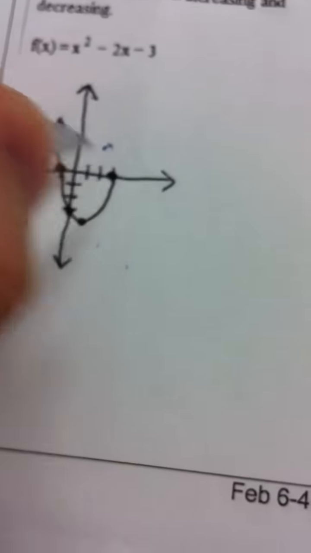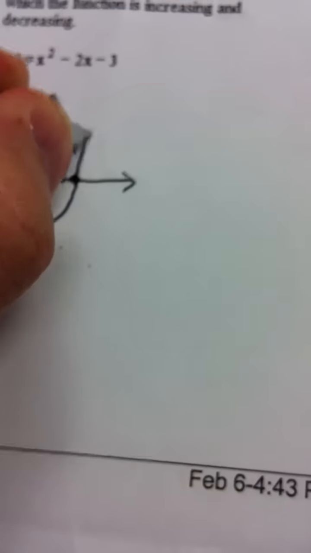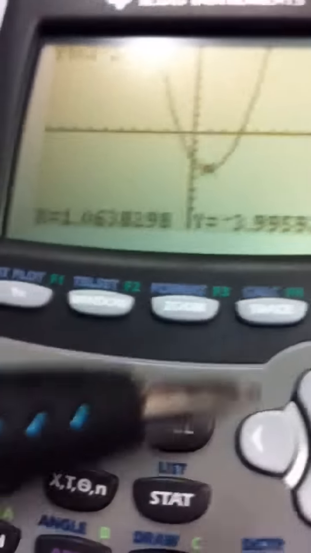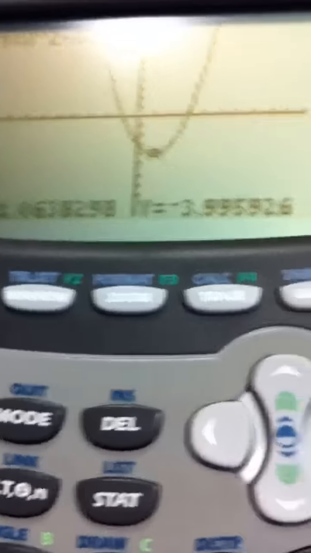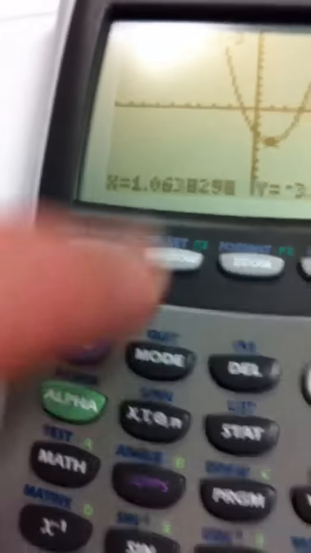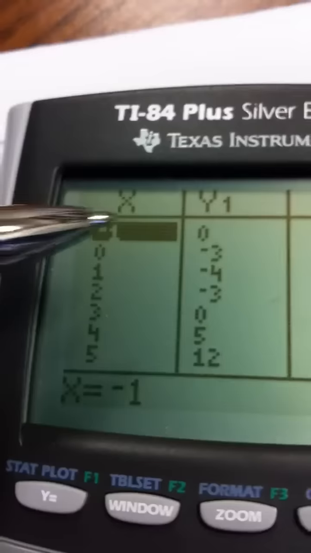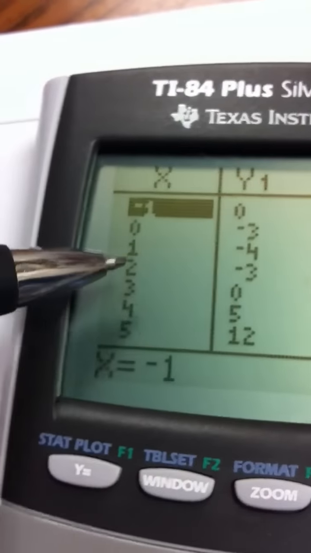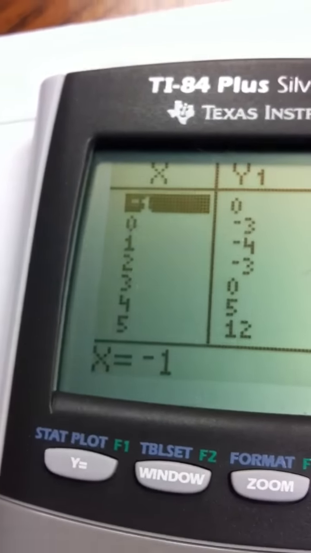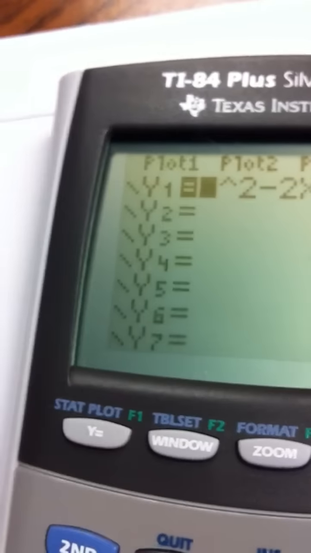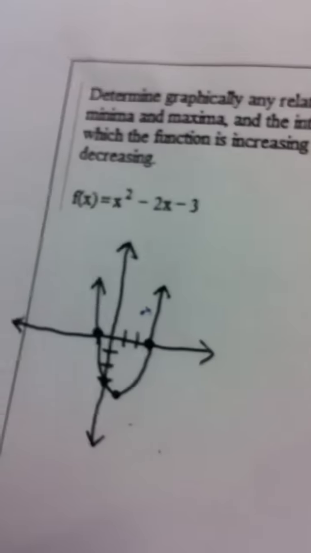Another way I've taught you in class to get there is by using the max or min function from the calculate menu. And of course another way to get there is to go to table, and when I look at the ordered pairs in the table, I can see that the ordered pair 1, negative 4 is the lowest. So you have a number of ways to get there.